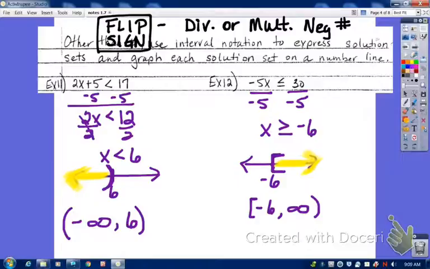The smaller number comes first, and the larger number comes second. Okay? Small number comes first in your interval notation, the larger number comes second. Any other questions?